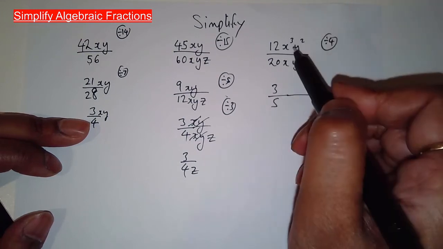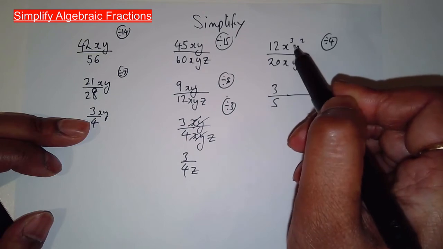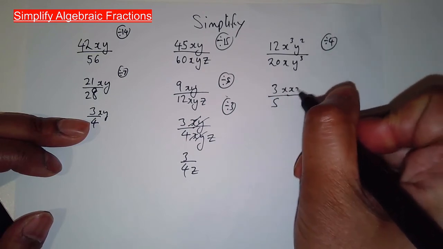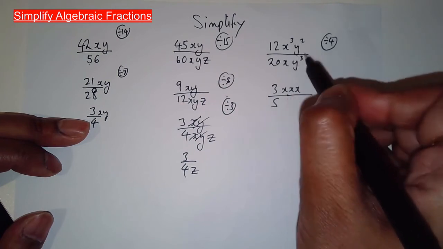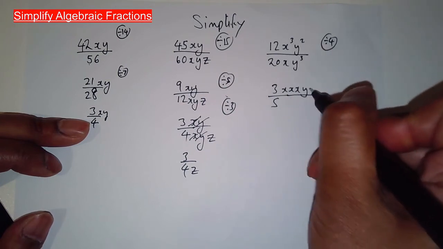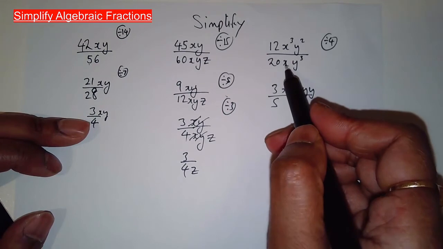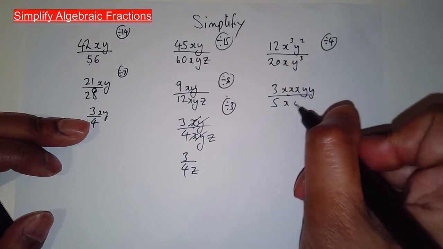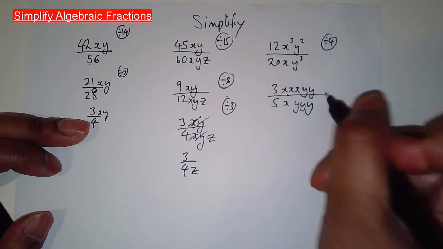Now it would be helpful if I write this out in a slightly different way. X cubed means X times X times X. There's 3 of them, right? And then Y squared means Y times Y. That's just an X. And then Y to the power of 3, Y cubed, is Y times Y times Y.